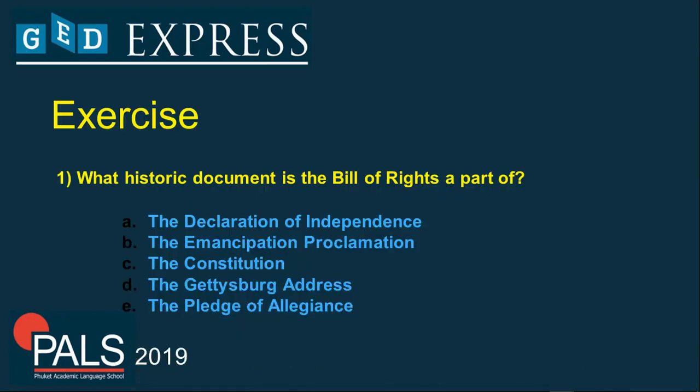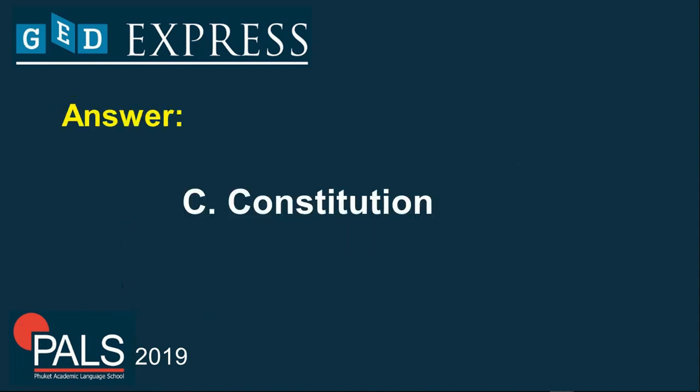Now let's do an exercise then. Why not? So we have here question number 1. What historic document is the Bill of Rights a part of? A. The Declaration of Independence. B. The Emancipation Proclamation. C. The Constitution. D. The Gettysburg Address. E. The Pledge of Allegiance. Can you guess the answer? Okay, let's try to answer this one. The answer is C. Correct. You are so right. The answer is the Constitution.